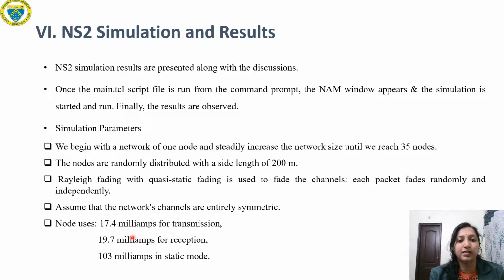We also assume that the network's channels are entirely symmetric. Further, the node uses 17.4 milliamps for transmission, 19.7 milliamps of current for reception, and 103 milliamps in a static mode itself. That is, when all these nodes are in their fixed locations.